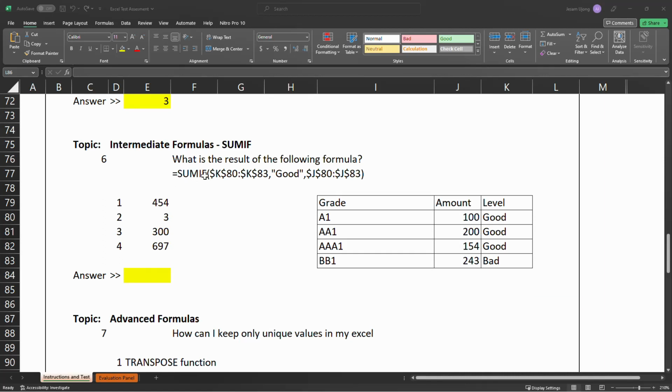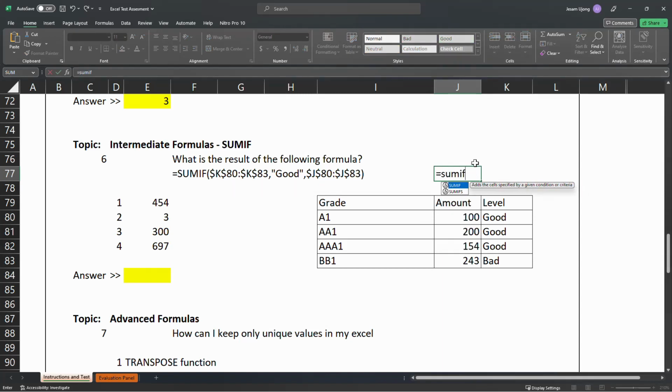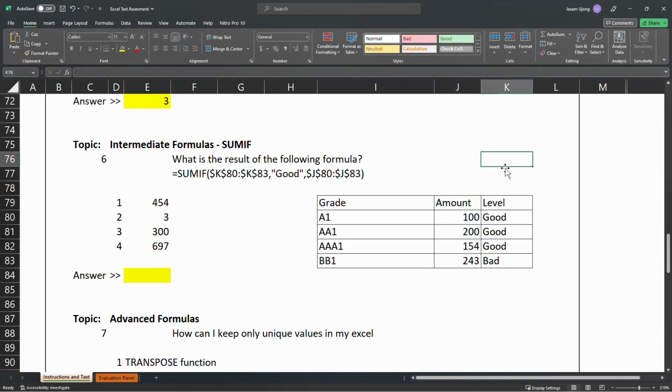So the question is SUMIF. How you do it is you must understand the SUMIF function. For the SUMIF function, we have the range, the criteria, and the sum range. If we remember our SUMIF. Okay, Mr. James, I hope you're not on transit. I would want you to explain your answer. How did you get 454? Tell us.